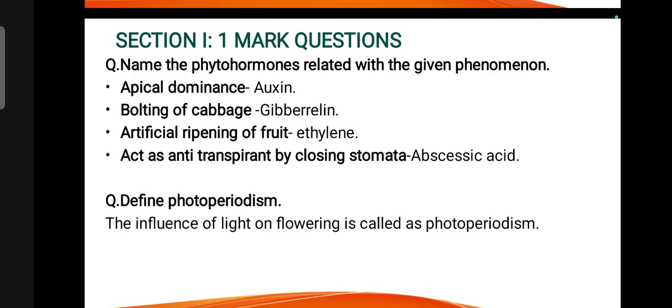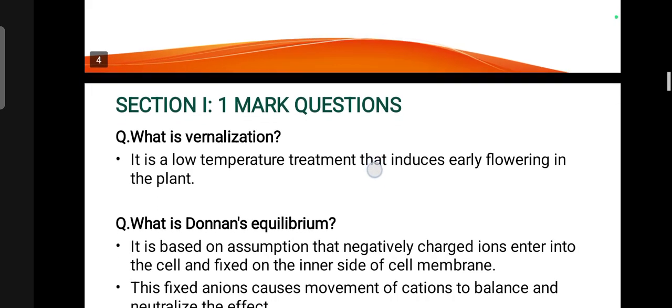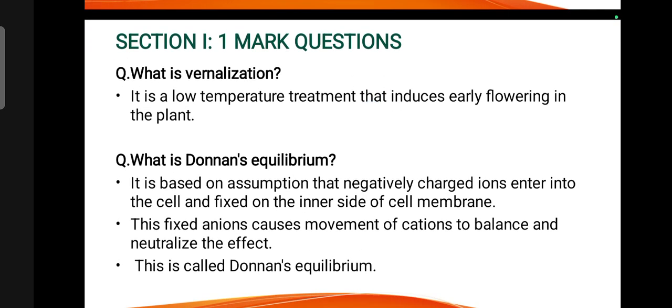Define photoperiodism. The influence of light on flowering is called photoperiodism. Name symbiotic nitrogen fixing bacteria, it is rhizobium. Name the specialized cells in cyanobacteria that help in nitrogen fixation, heterocyst. What is vernalization? It is a low temperature treatment that induces early flowering in the plant.